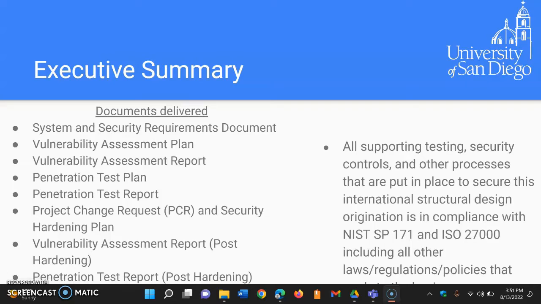The USD Cyber Cloud team implemented application hardening, server hardening, and network hardening to minimize Design World system vulnerabilities and potential attack vectors. In this presentation, we'll be discussing the key documents that have been delivered to Design World and what we have learned from these documents.